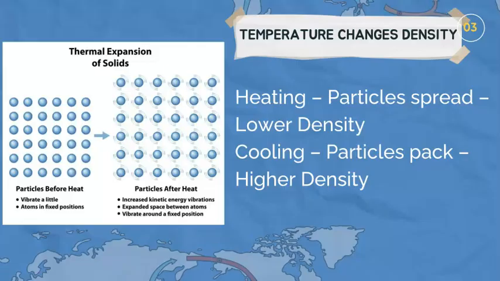Now, temperature changes density. When you heat a material, the particles spread out and move faster. That makes the material less dense. When you cool it, the particles slow down and pack closer together, making it more dense. So with heating, the particles spread and the density is lower. With cooling, the particles pack and the density is higher.